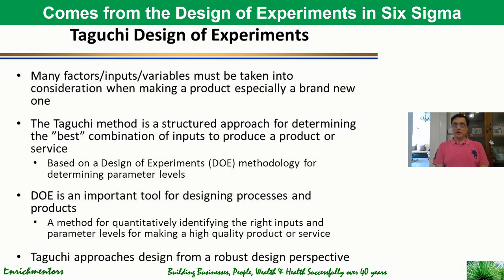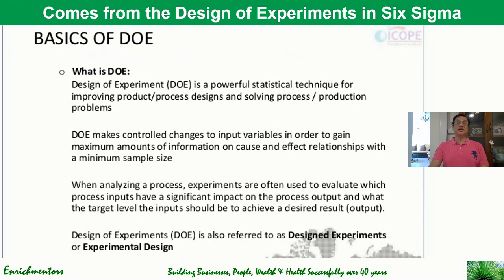It's a method for identifying the right inputs not only qualitatively but quantitatively, as well as the parameter levels, for making high quality products and decisions. This leads to a robust design output. And the same product design principle can be applied to determining the right inputs for producing an output in digital marketing. Let's talk about the basics of DOE.